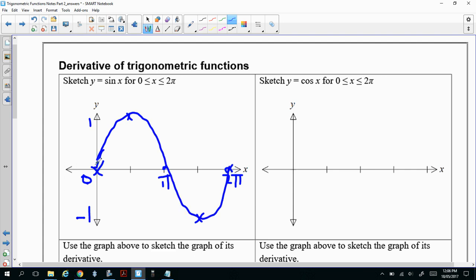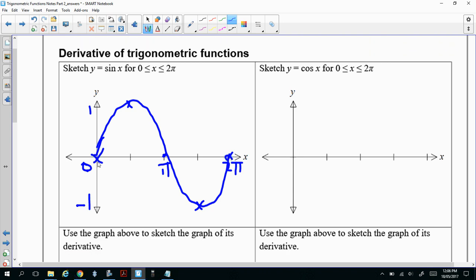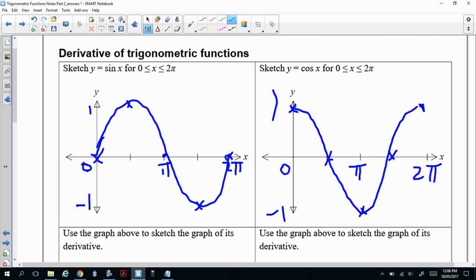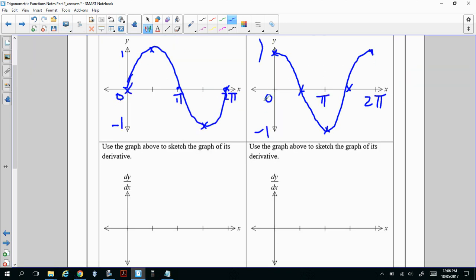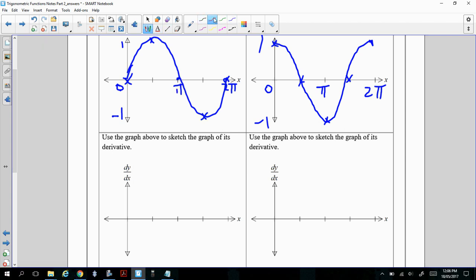And similarly, sketch the graph of cos. Sketch these two graphs, the graph of sine and cos.